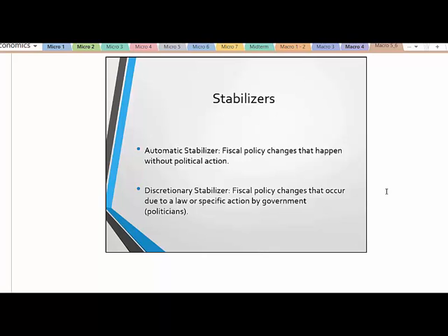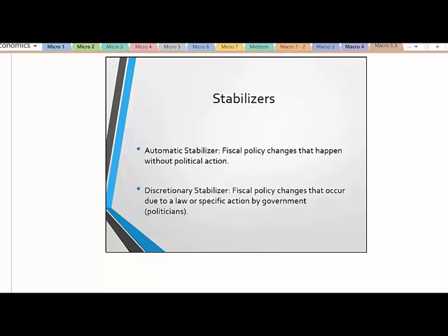At the same time, tax brackets, where if we're making more money because the economy is growing, we end up paying more in taxes. So that's going to be on the other side that might help fight inflation. So those would be examples of automatic stabilizers where there's no direct policy change or political action that's taken place.